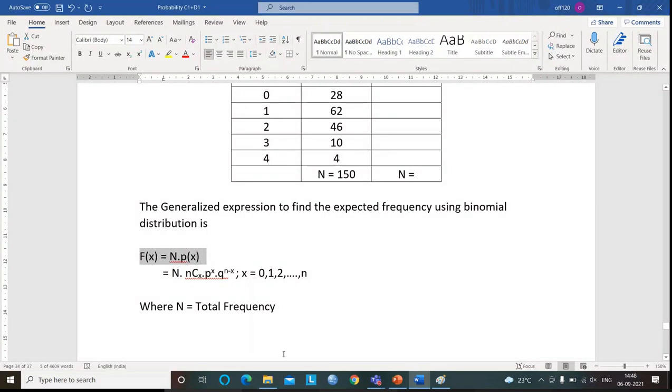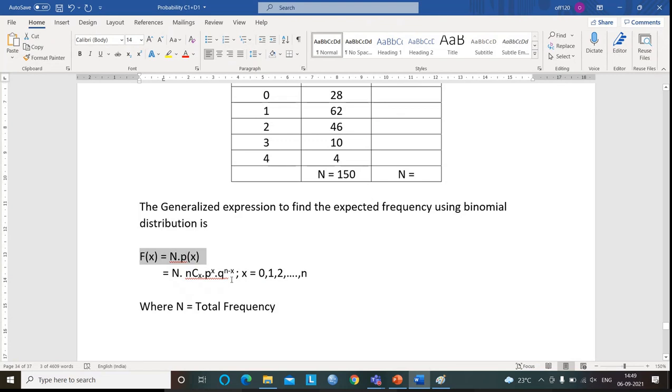What is that? Capital F. I am going to find out capital F. F of x is nothing but capital N into P of x. What do we mean by N? Total frequency, that is 150, already given in the problem. Next, P of x is nothing but the distribution function of binomial. If they asked us to fit a Poisson distribution, we would simply have the formula of Poisson distribution here instead of binomial distribution.